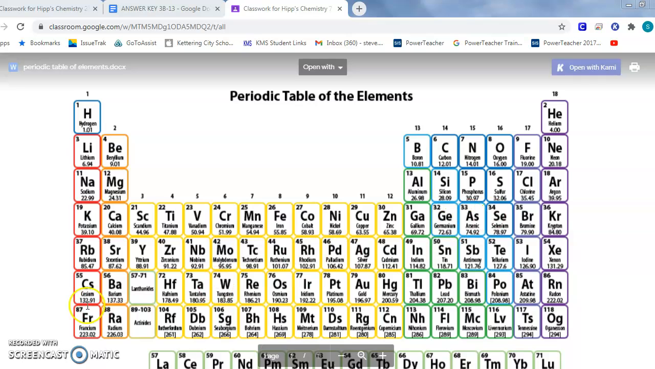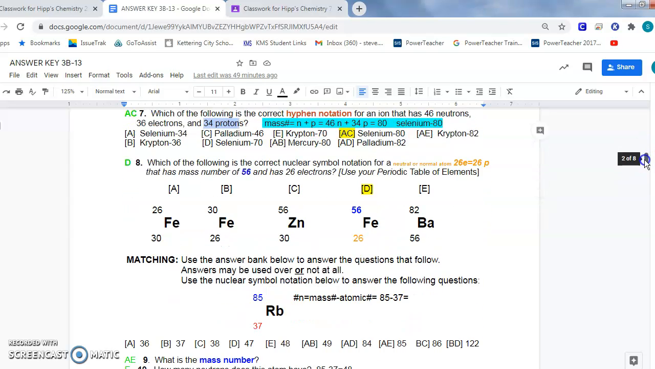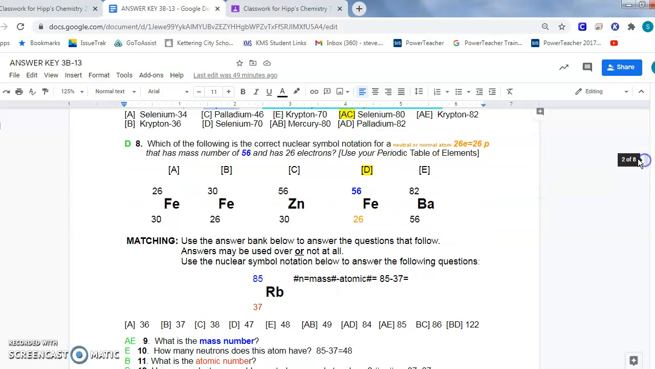So our hyphen notation should be selenium hyphen, and then we write the mass number. And in this case, the mass number was 80. And that would be letter AC, selenium-80. All right. Which of the following is the correct nuclear symbol notation?